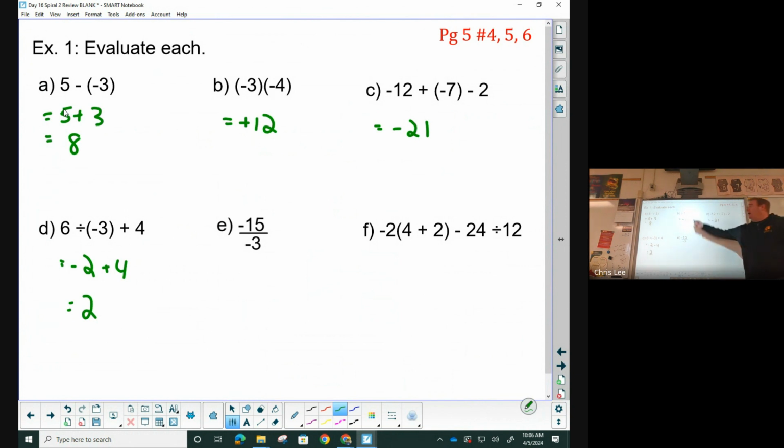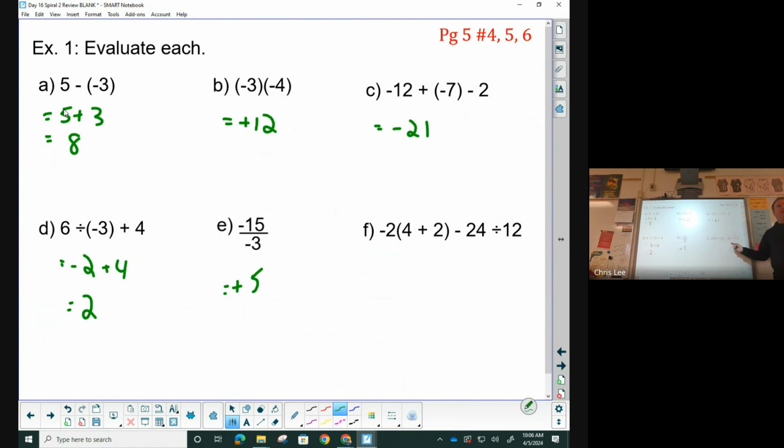When I multiplied a negative and a negative, it got me a positive. What about when I divide them? Still a positive. So here, this is positive what? 5. Do I need the plus? No, but it doesn't hurt to add. Okay.